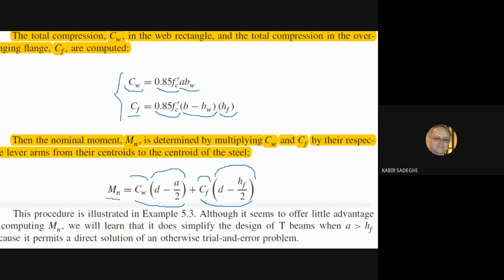Look, in design we always say T, but here we say C because we consider that they are equal, and then we have compression and tension failure at the same time. It means that it's like the balanced case, and then we calculate MN. It's clear we apply this formula when we have a T-beam, not a rectangular beam. What does it mean? In this case, A should be greater than HF.